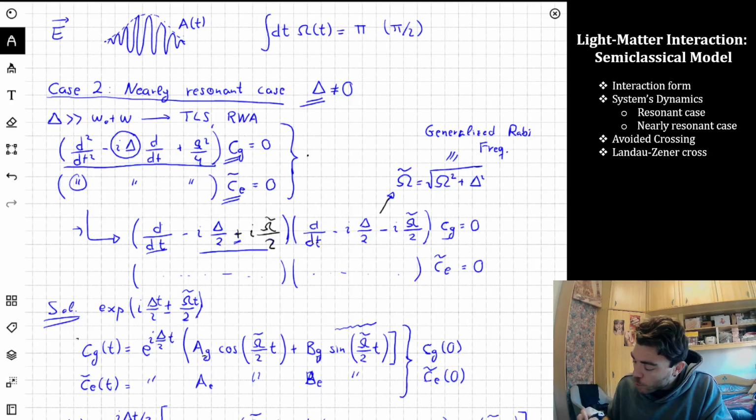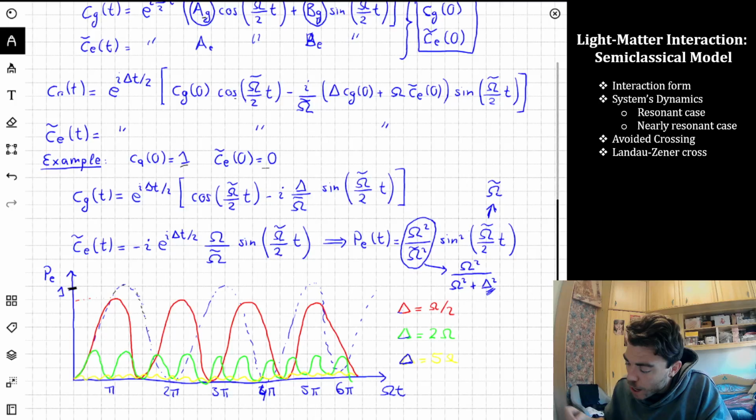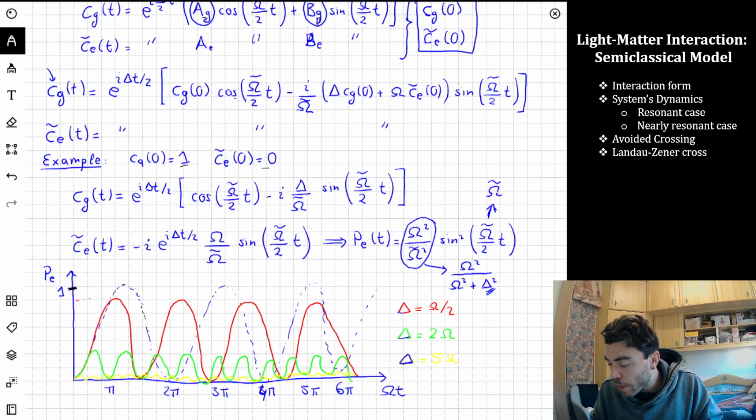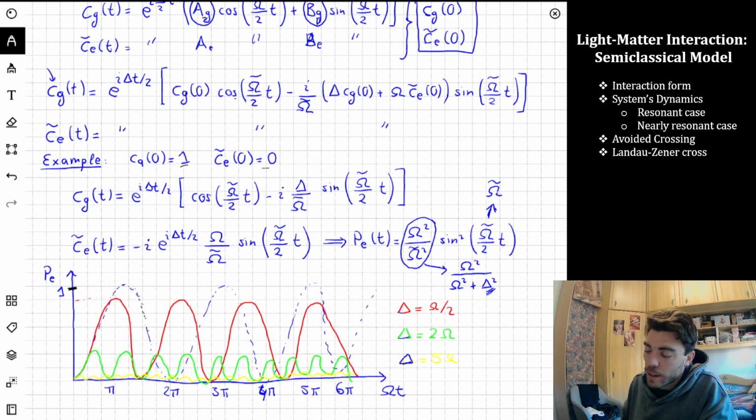Then another thing we can do is, instead of writing the solution with these coefficients A and B, we can write it in terms of the more practical initial condition for the atom. And when one does this, we arrive at the conclusion that the solutions are of this type. This is the solution, for example, for C_g. I will leave a PDF with all the equations well written in the description if one is interested in looking at the math in more detail.